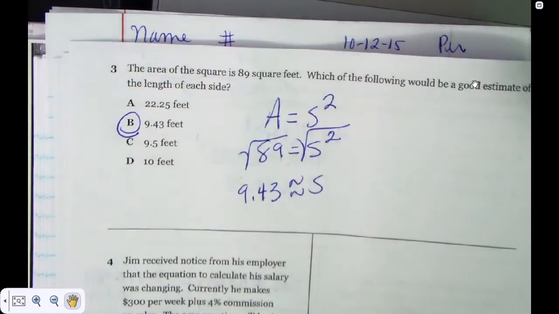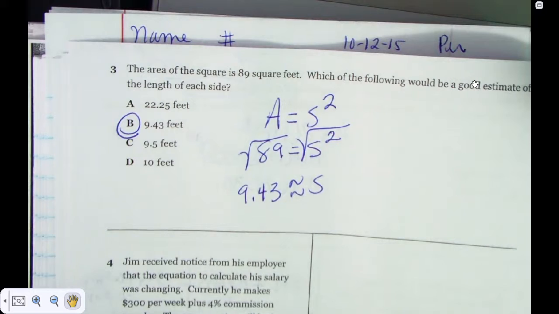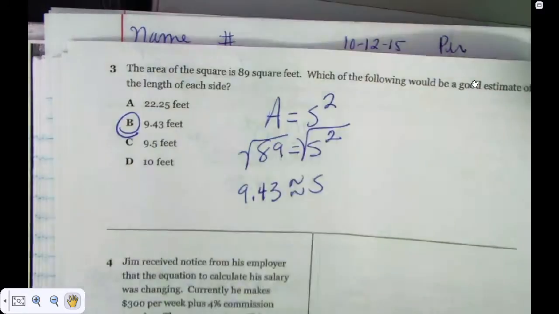9.43. Guys, a lot of you picked 22.25. Put 22.25 in your calculator and square it. Do x squared button. Do you get 89? No. 22 times 22 I know is 484, not 89. Okay, number 4.